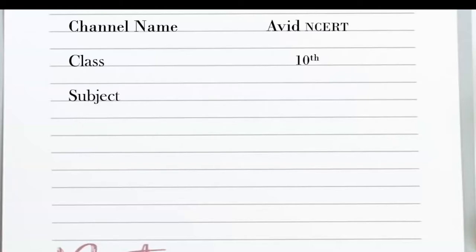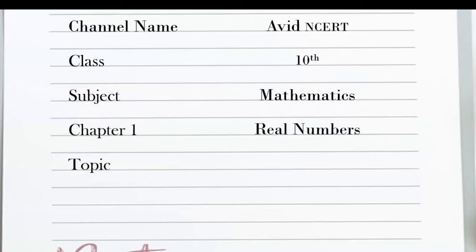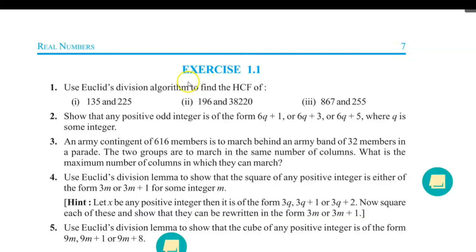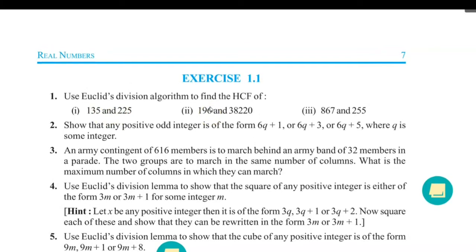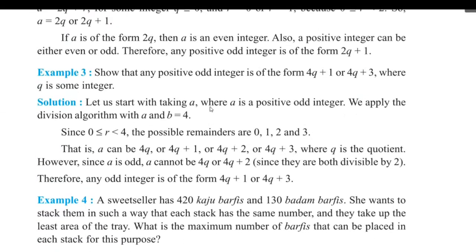This is Geeta. This session is for class 10 mathematics and the chapter 1 real numbers. Today we'll be discussing exercise 1.1 starting from page number 7. So in exercise 1.1 the first sum is: use Euclid's division algorithm to find the HCF of 135 and 225. So this is same as the example problems we have discussed earlier.